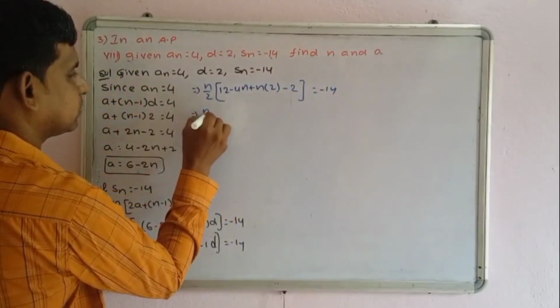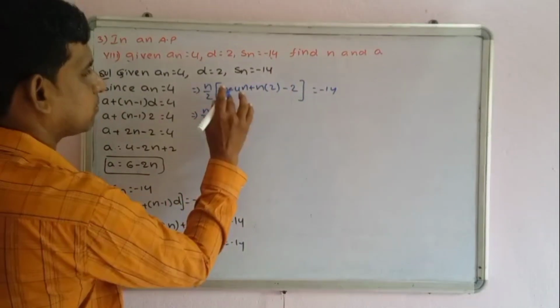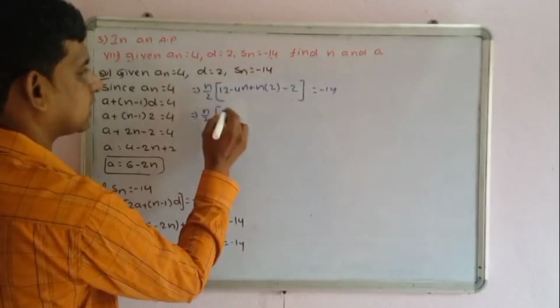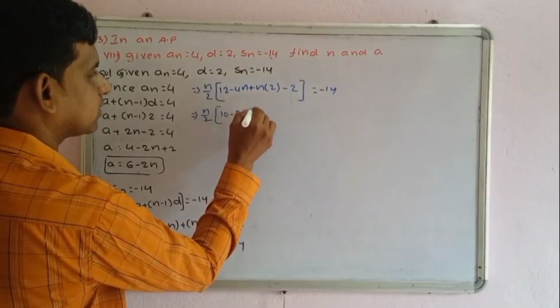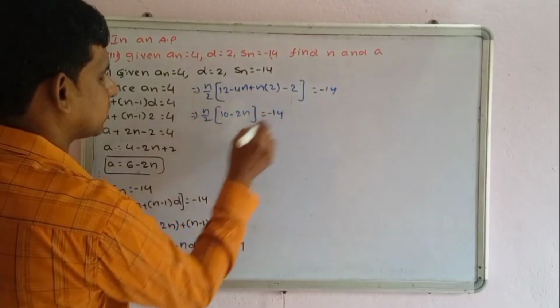So n by 2 into 12 plus 2, 12 minus 2 is 10. Minus 4n plus 2n is minus 2n equals to minus 14.